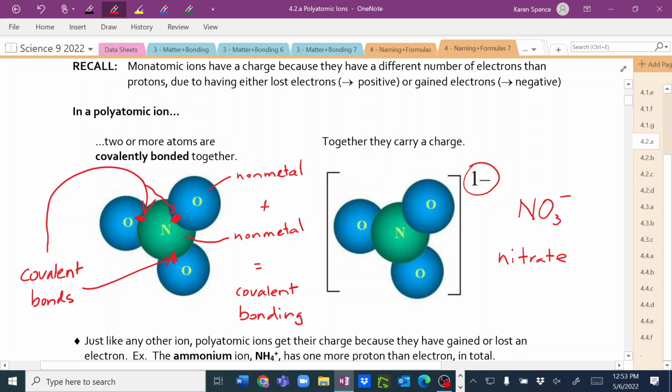You will notice if you look at your pink sheet that a lot of the polyatomic ions have the ending ate. So take a look at your sheet. So ate is definitely a polyatomic ending. Ite is another one, okay?